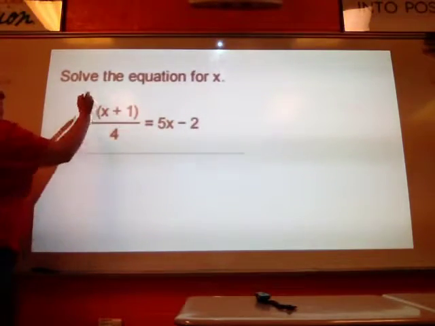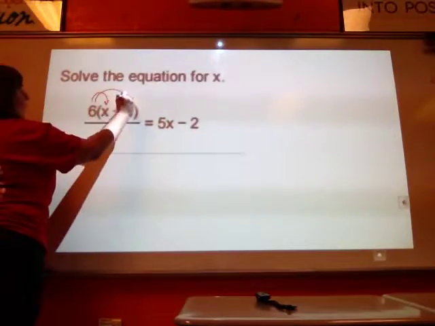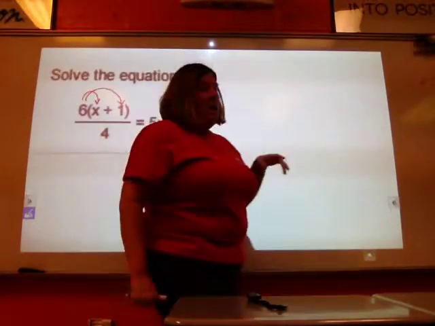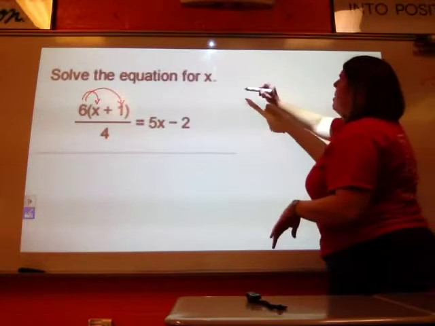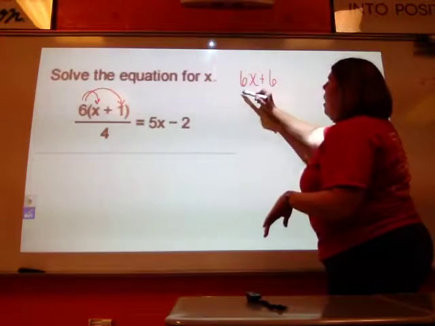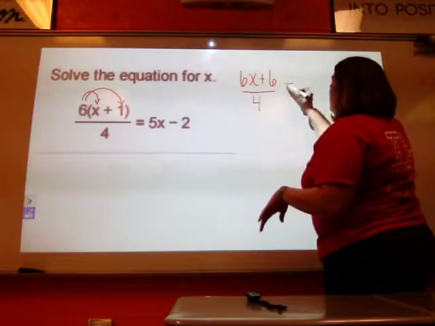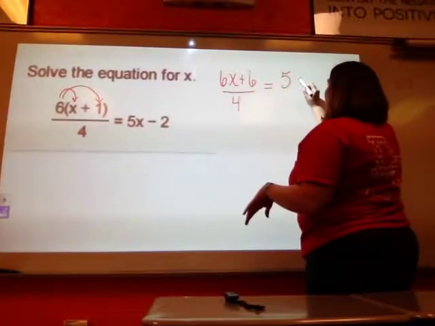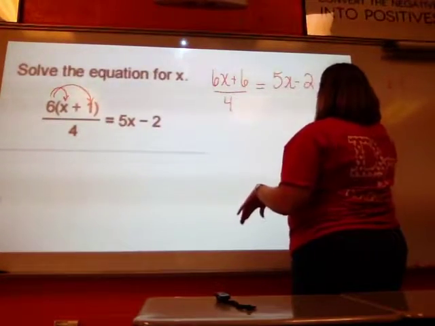Now the first thing you guys are going to want to do is distribute, because I know you well enough and I know that's what's going to happen. So you're going to distribute and you're going to get 6x plus 6 over 4, and that's going to be equal to 5x minus 2.